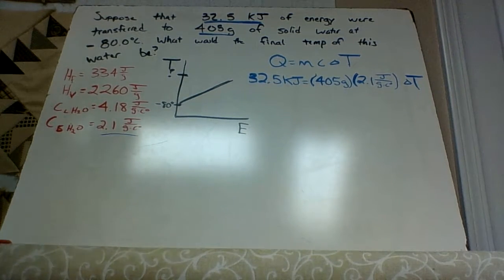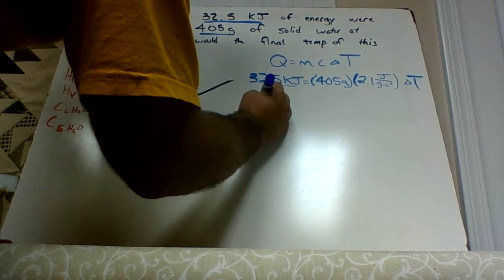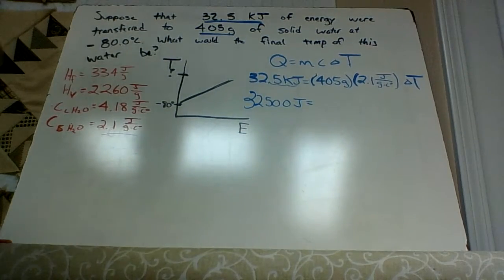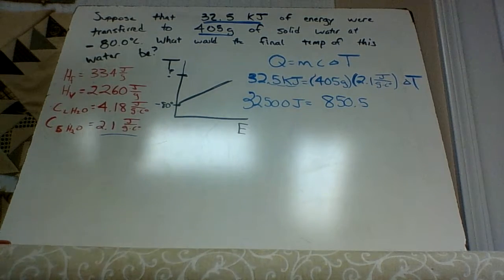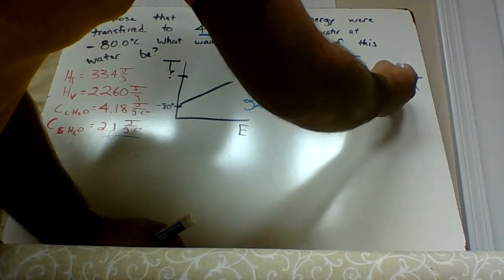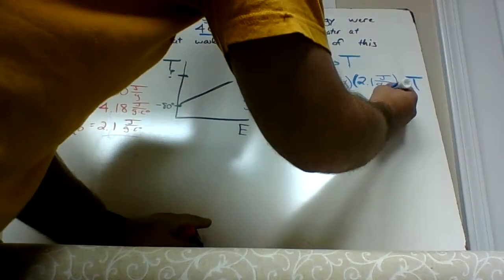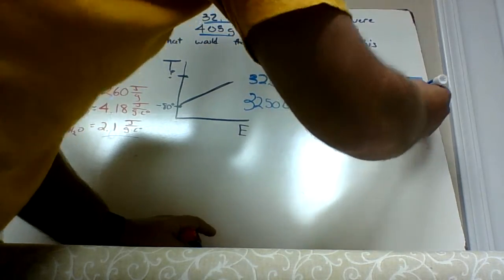The way that I do that is I simply move the decimal three spots this way: 1, 2, 3. So that would be 32,500 joules is equal to, and then I'm going to go ahead and multiply those. 405 times 2.1 is 850.5. Now I know the temptation is just to ignore units. However, I would strongly urge against that, because checking units is a way of checking whether you are correct or not. When I multiply grams times something over grams, the grams will cancel. So I'm left with joules over Celsius degrees, and then I'm multiplying that times delta T, or X.